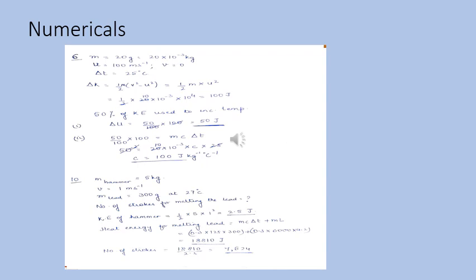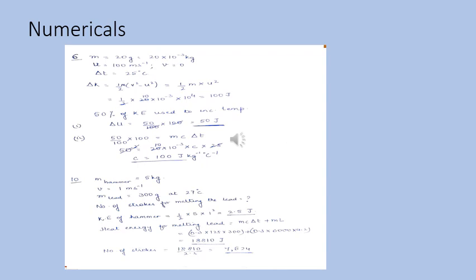Now, the kinetic energy is half mv square initial and the final is 0. So the change in energy that takes place is 100 joules. 50% of this energy is used to increase the temperature. Now we know that the kinetic energy causes a change in temperature which changes the internal energy of the bullet. So the internal energy of the bullet will be 50% of kinetic energy, which is 100, and it comes out as 50 joules.